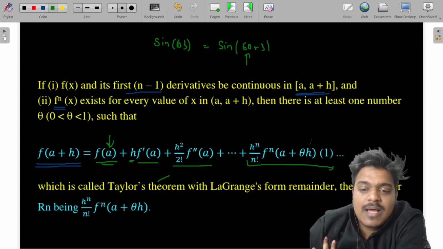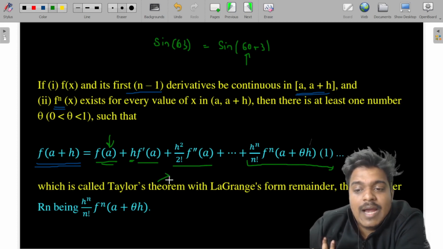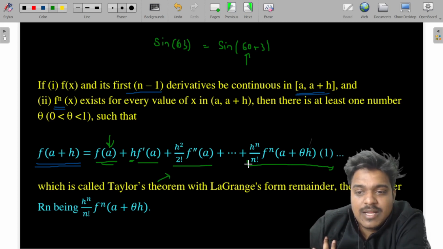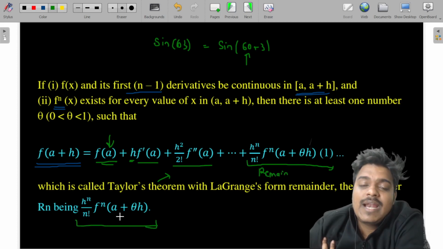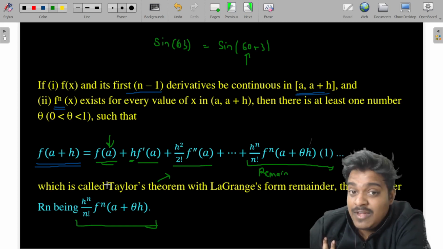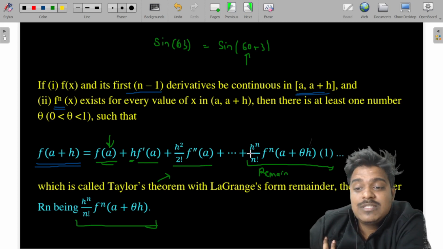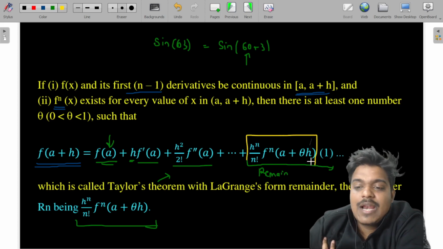This is what you mean by Taylor's theorem, and this last term is nothing but the remainder. This is known as Lagrange's remainder, and it is a very important question from the exam point of view. They can directly ask for 2 marks what is the remainder in the Taylor's expansion for this function, and that is why it is very important to understand the value of the remainder. The remainder is h to the power n divided by n factorial times the nth derivative of the function at a plus theta h.